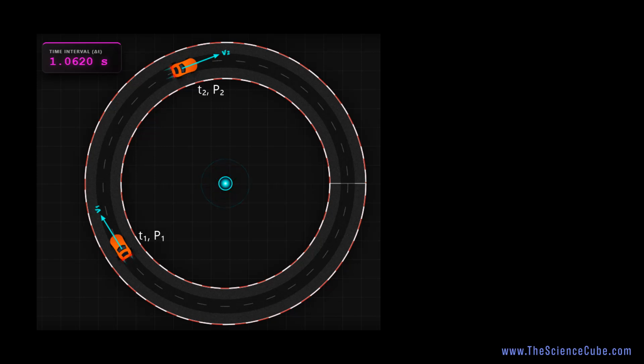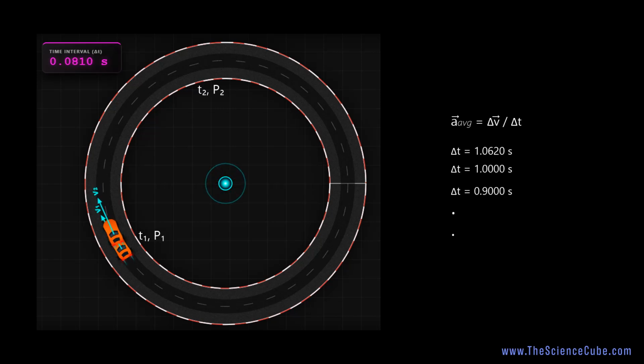Start with the expression a average is equal to delta v upon delta t, and imagine shrinking delta t to smaller and smaller values. Instead of measuring the velocity change over, let us say, 1 full second, we measure it over 0.1 second, then maybe 0.01 second, then 0.001 second, and so on. So we are still calculating the change using two vectors, but the time gap is vanishingly small.